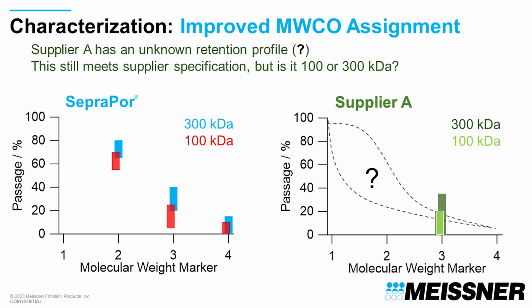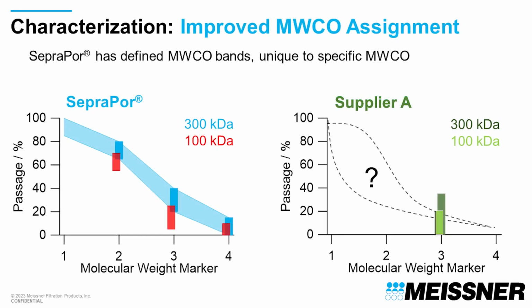Taken together, these passage ranges generate what we call a passage band. These passage bands are unique to each molecular weight cutoff with minimum overlap between them. So on the left-hand side, the 300 and 100 kilodalton passage bands are shown. Again, this cannot be said of supplier A. Supplier A does not have a retention profile that is clear and has overlapping passage ranges for 100 and 300 kilodalton in the example we discussed. Sepropore therefore provides a more in-depth membrane characterization than other membranes on the market.